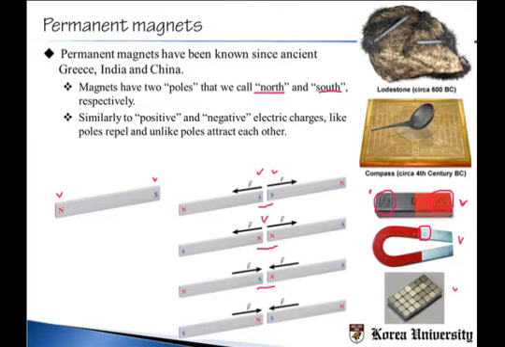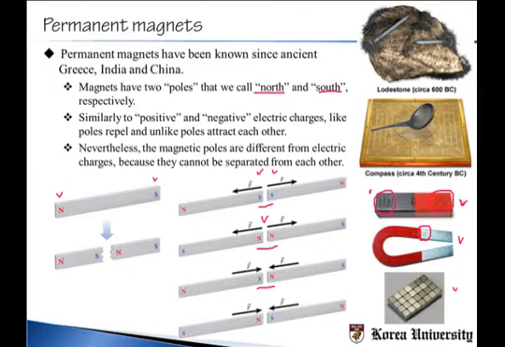So there is always a similarity between magnetism and electricity. But there is one very, very important difference between these magnets and electric charges, which is that in the case of magnets, you cannot separate the north pole from the south pole.